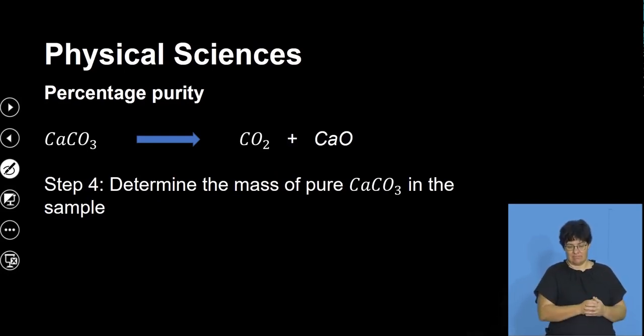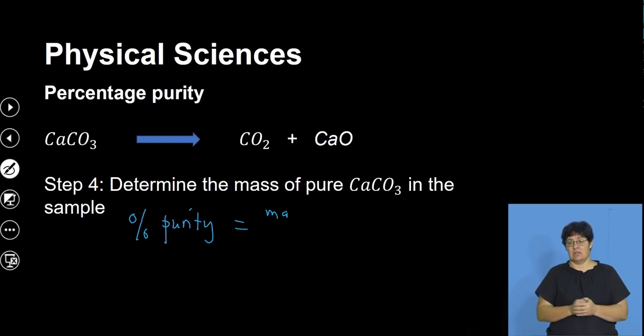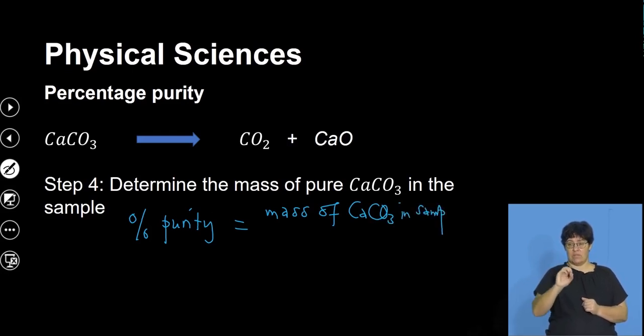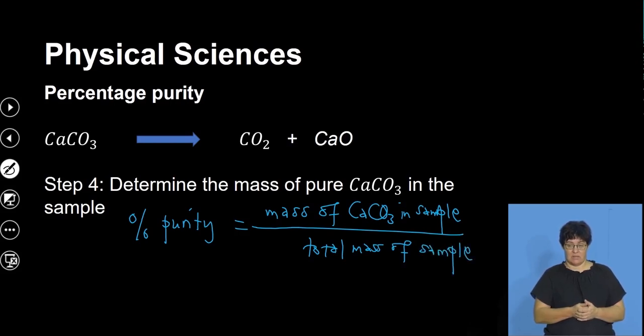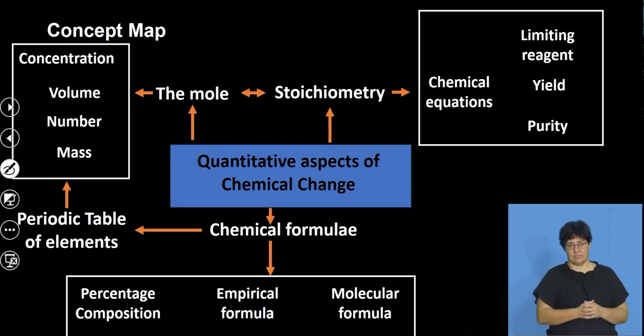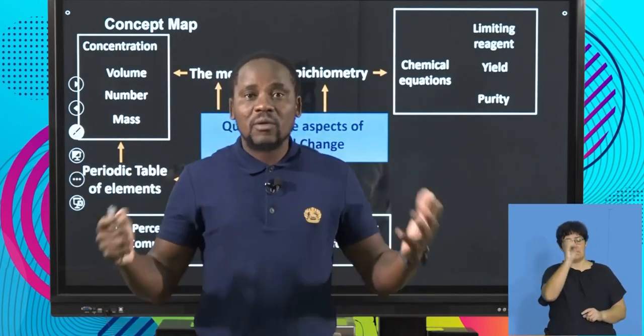So at the end of the day, the percentage purity of this sample of calcium carbonate equals the mass of calcium carbonate in the sample divided by the total mass of the sample. As a percentage, we multiply this by 100. It will give us the percentage purity, right? So that's the main idea as far as determining the percentage purity of a substance.